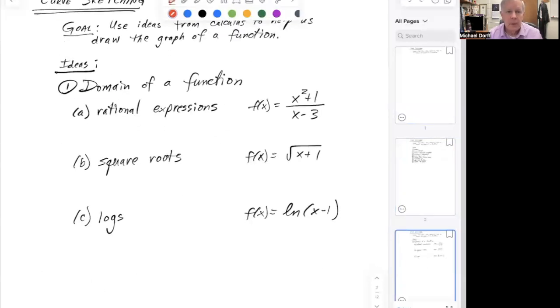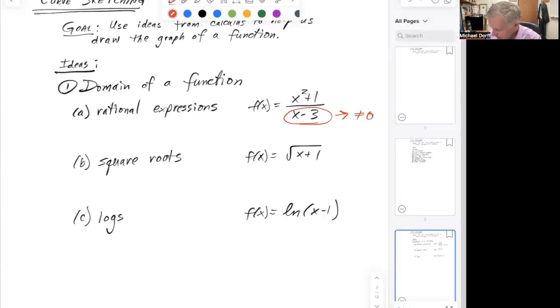So first, what's the domain of the function? When we look at the domain of the function, we have to be concerned about three different types of cases that could happen. One is if I have a rational expression, or something that looks like a fraction. In that case, if the denominator equals 0, then that becomes a restriction, and we can't have that in the domain. So this cannot equal 0. In the case of this example, x minus 3 cannot equal 0. That would be excluded from my domain.